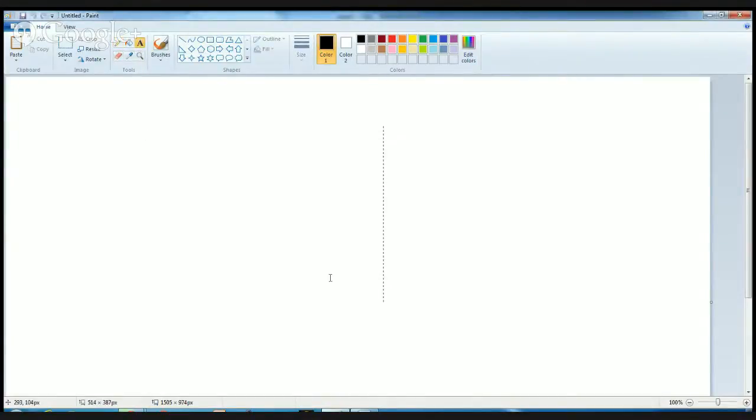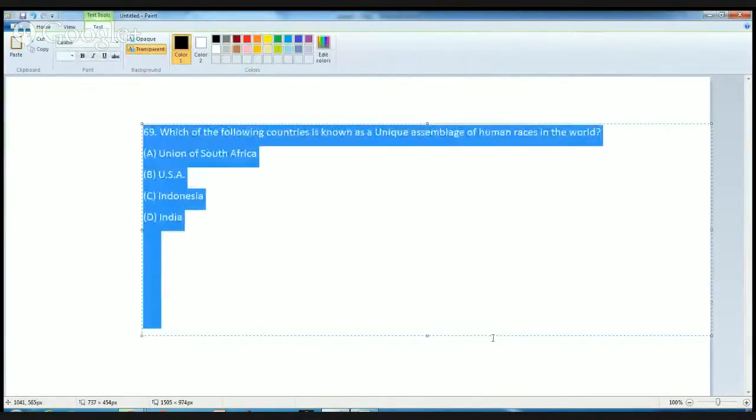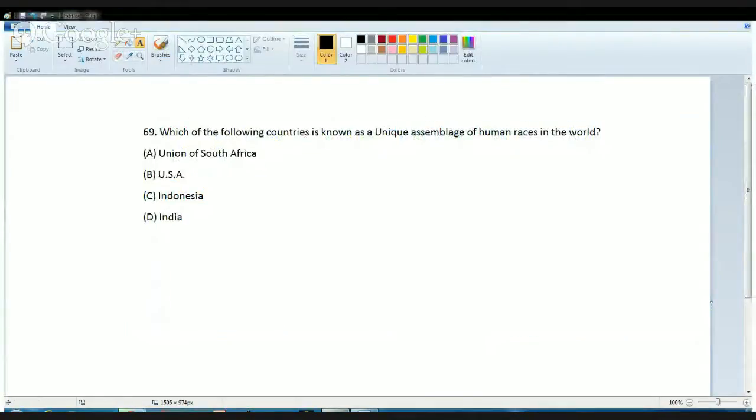So you have a lot of human races across the world, and which country among the following has an assemblage of various races? So the correct answer here is India. India, according to various scholars, has a unique assemblage of races.